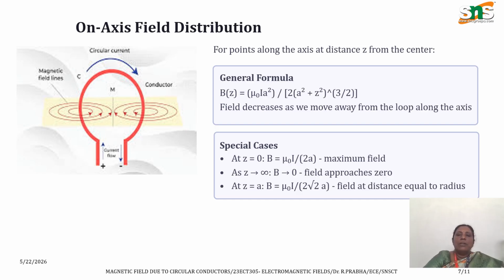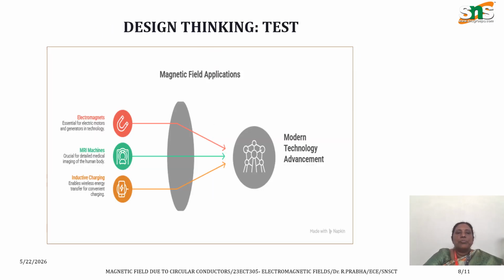There are various special cases in this. At z equal to 0 we get the maximum field. At z tending to infinity the field approaches 0 because the flux density B tends to 0. And at z equal to a, we get the field at a distance equal to the radius. So this is about the on-axis field distribution.